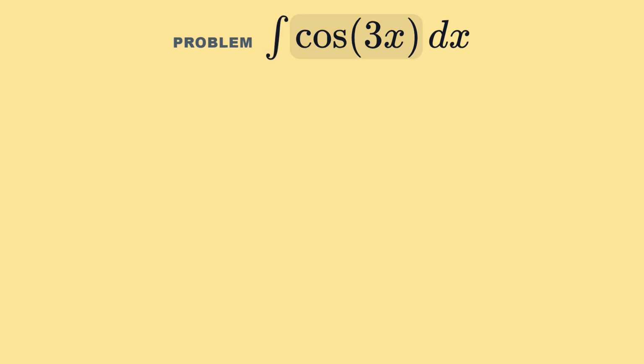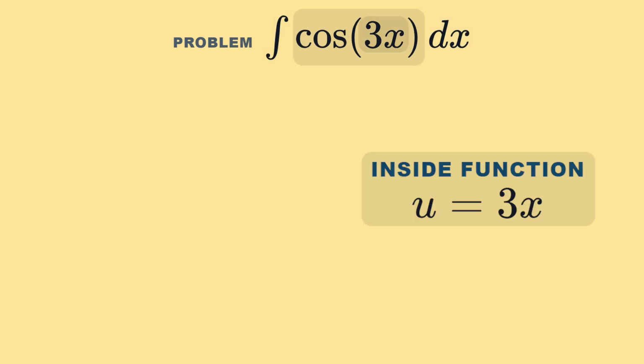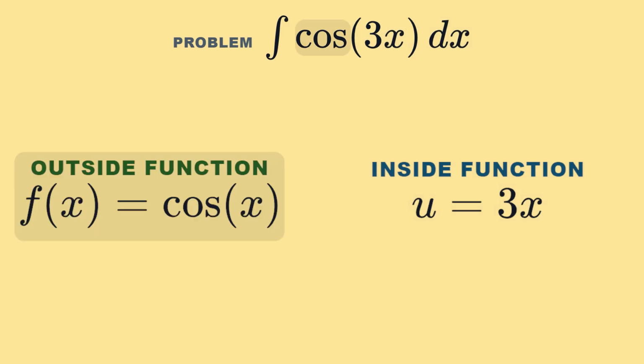Consider the integral of cosine of 3x dx. In this integral, we can see that the inside function of cosine is 3x, a constant times the variable we are integrating with respect to. Here, our outside function is cosine, and the inside function is 3x.